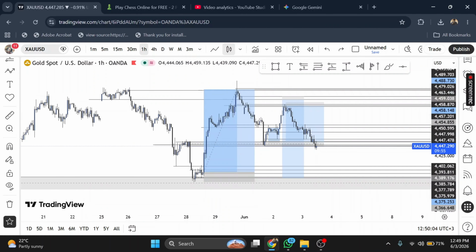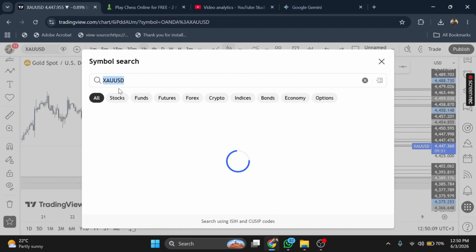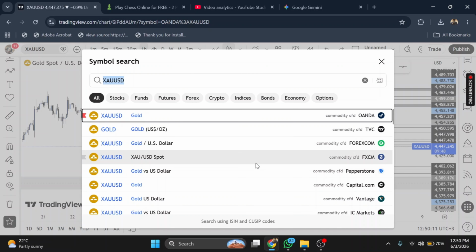So I don't want to destroy all this work because I'm waiting for something. So let me use another broker for this. Let me use Paperstone.